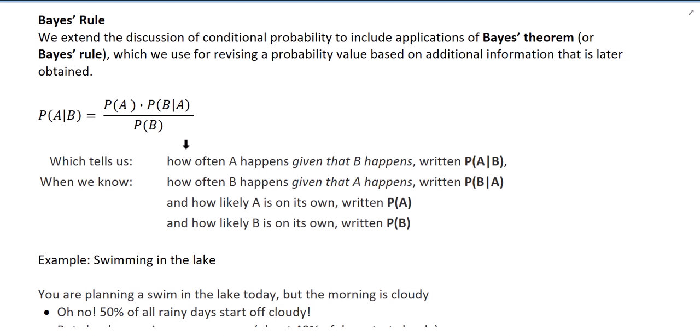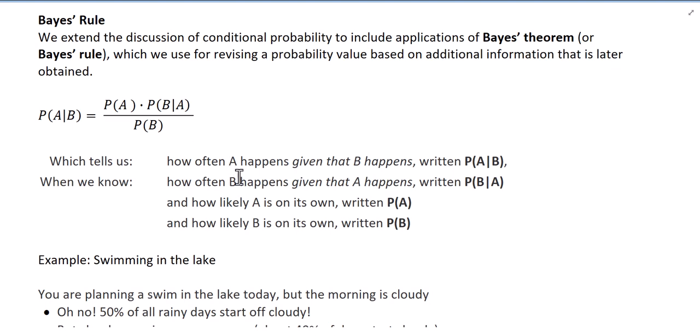What this tells us is how often A happens given that B happens, when we know all this other information. So when we know how often B happens given that A happens, and how likely A on its own is to happen, and how likely B on its own is to happen, then we can figure out this new probability.